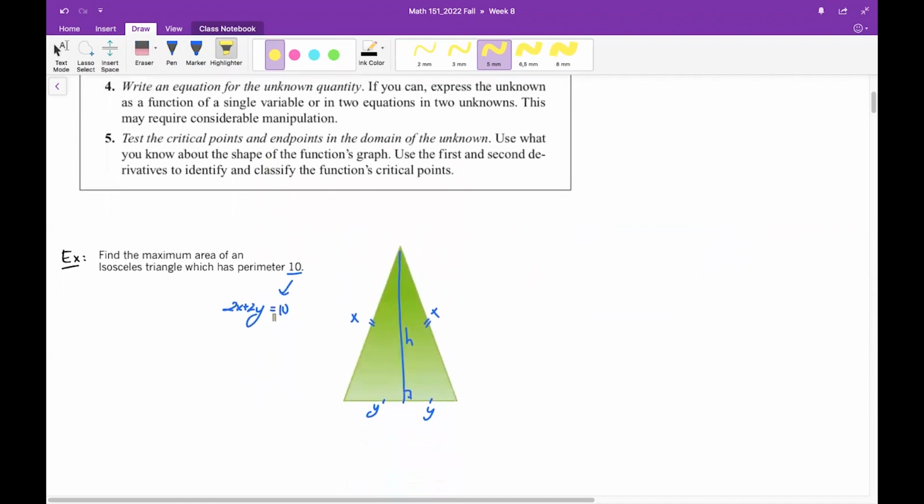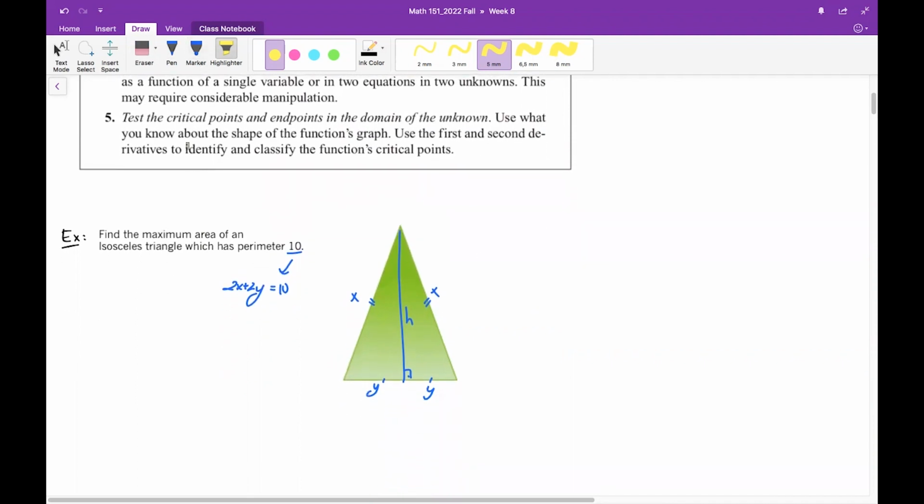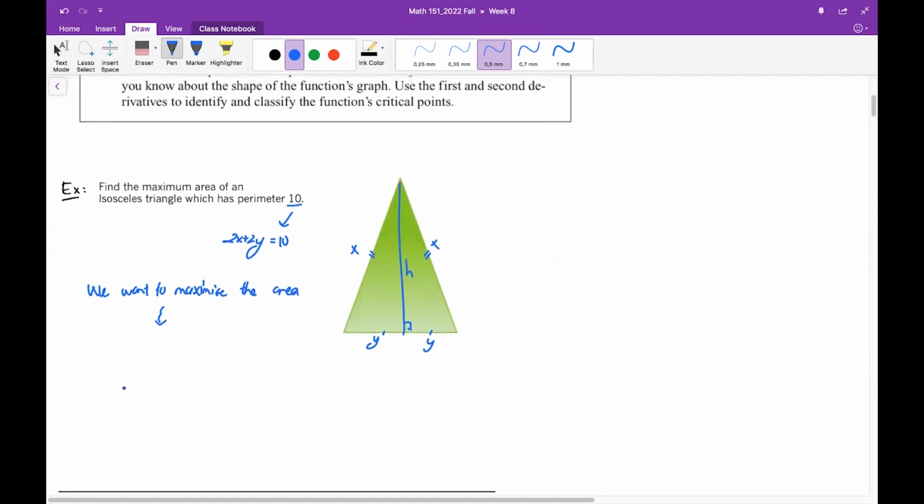And we also find a relation between our variables, an equation relating your quantities and identifying your unknown variable like this. And then we will try to write a function depending on the unknown variables. For example, the function that we want to optimize here is the area function, right? We want to maximize the area.